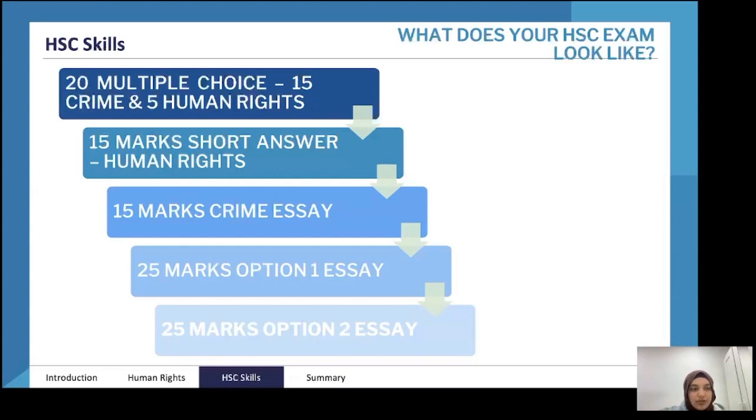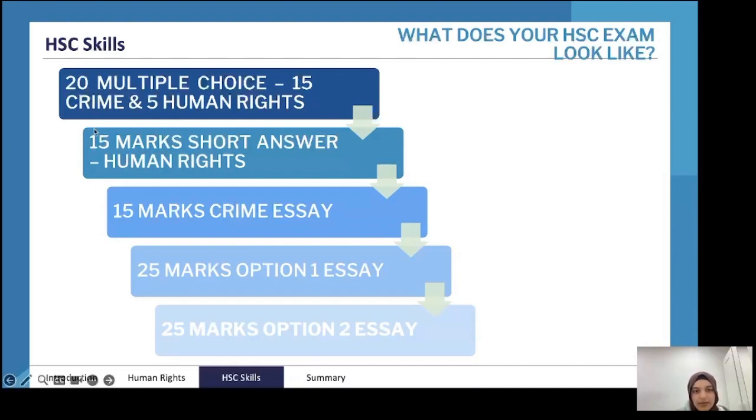So we first of all have 20 multiple choice where 15 are coming from the crime section and 5 of them are from the human rights section. So just make sure that you're practicing those, and they're a very easy section to practice, because it doesn't take as long as writing out a whole essay or writing out 7-mark short answer questions, compared to just reading the options and then picking one.